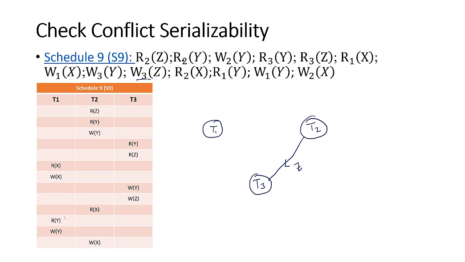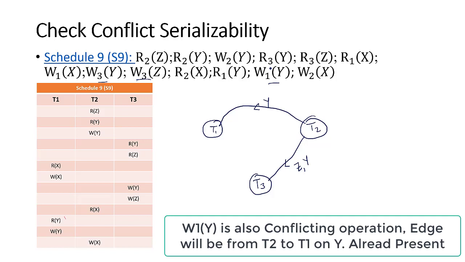The next operation is reading of Y by transaction 2. Its conflicting operation can be writing of Y by transaction 1 or transaction 3. So here are the conflicting operations. The edge will be from transaction 2 to transaction 3 on data item Y, and there will be an edge from transaction 2 to transaction 1 for the data item Y. Next operation is writing of Y by transaction 2. Its conflicting operations are the reading of Y by transaction 3, reading of Y by transaction 1, as well as writing of Y by transaction 3. So there are three conflicting operations. The edge will be from transaction 2 to transaction 3 and transaction 1 depending on the data item Y. So that is already present.